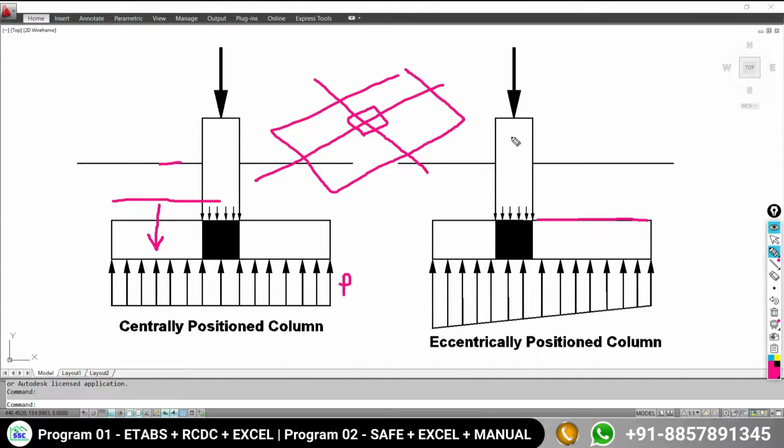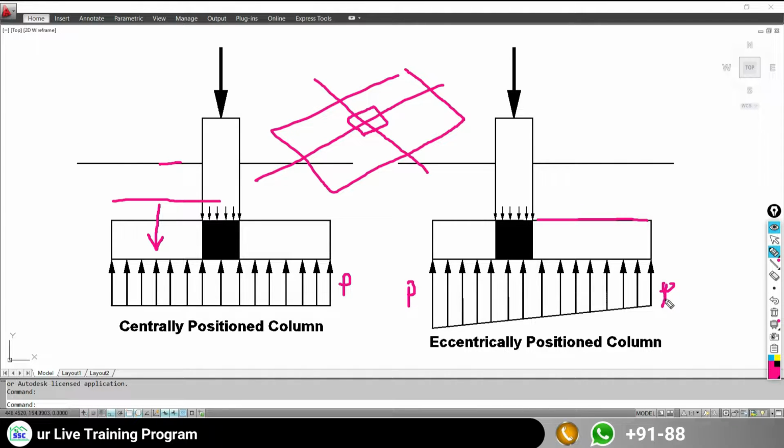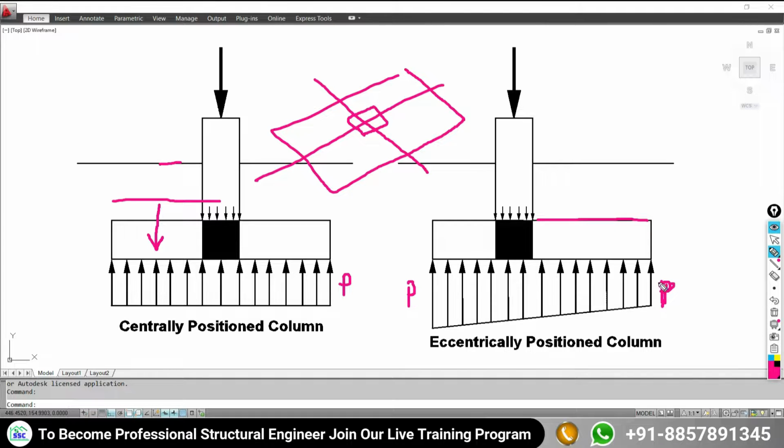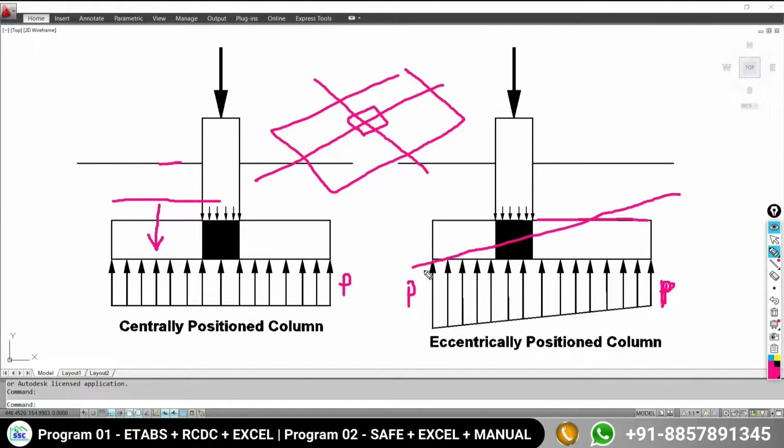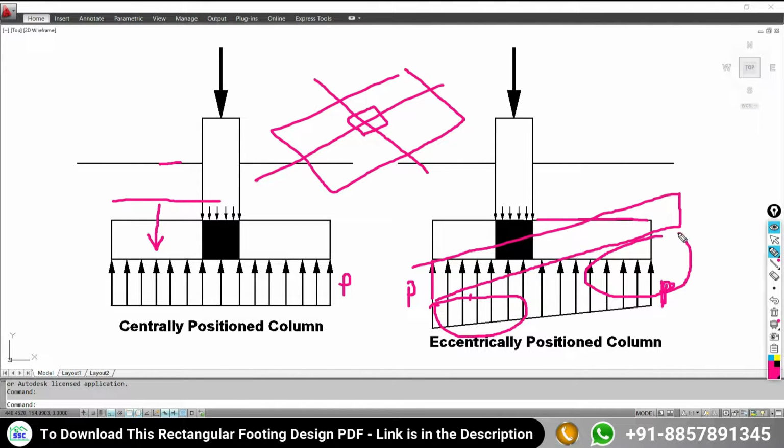In that situation, when the column is eccentrically loaded, eccentrically positioned, the pressure distribution will be what? Non-uniform. On one side there will be more pressure, and on the other side the intensity of the pressure will be small. So in this situation, what possibility is there? Your foundation is going to experience unequal settlement, or you can say your soil mass is going to experience unequal settlement. Both things will be there. Here the soil is going to be compressed more. Here your soil is going to be compressed less in comparison to this side, because on this side you are going to impose more stresses.